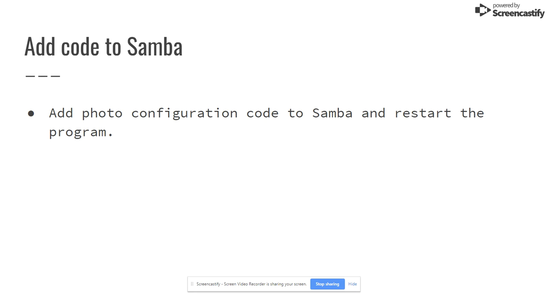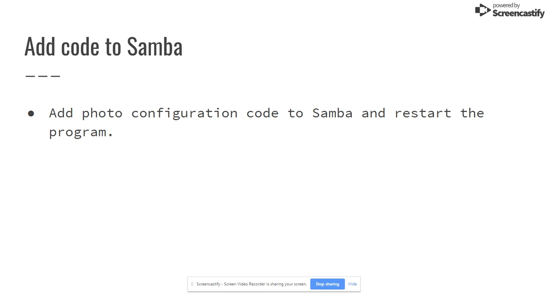After I did that, I had to add code to Samba for the photos, and the code was directly in the YouTube description at the bottom, so I could just copy and paste and add that code right into Samba, and then I had to restart the program.